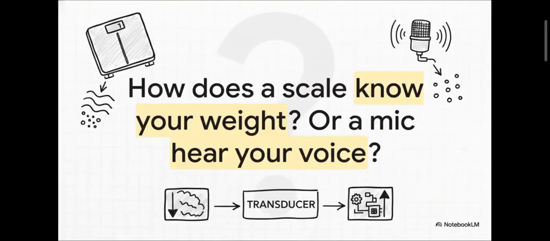I mean, really think about it for a second. Your digital scale, it's just a piece of plastic and some metal, right? A microphone is just this tiny little component. There's no obvious magic going on. And yet somehow, they take real-world physical things, like the force of your weight or the vibrations of your voice, and they translate them into a language that our computers can actually understand. So what's the secret? How do they pull it off?